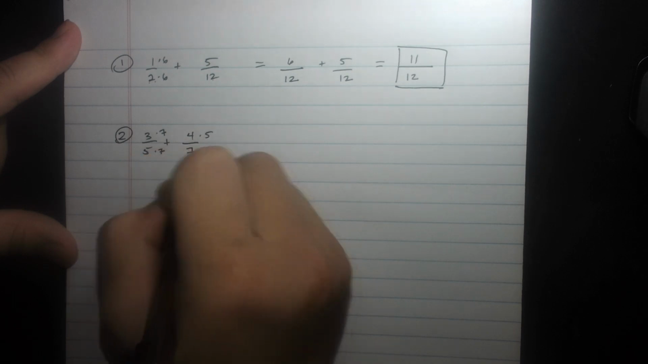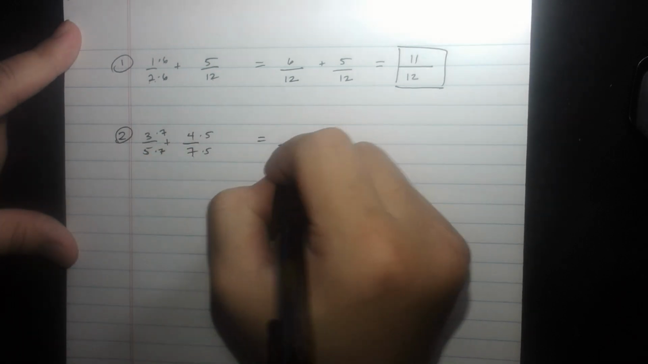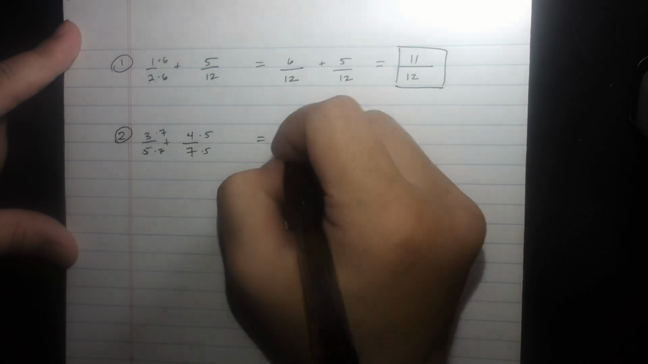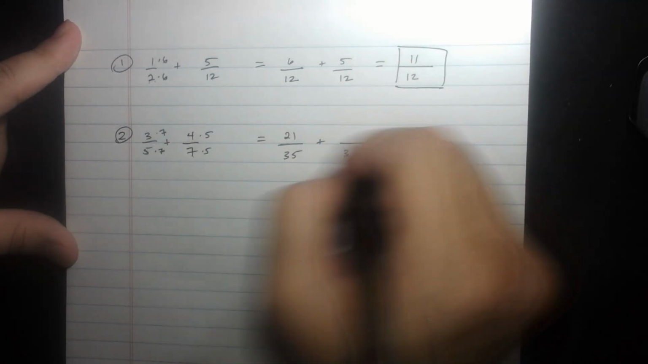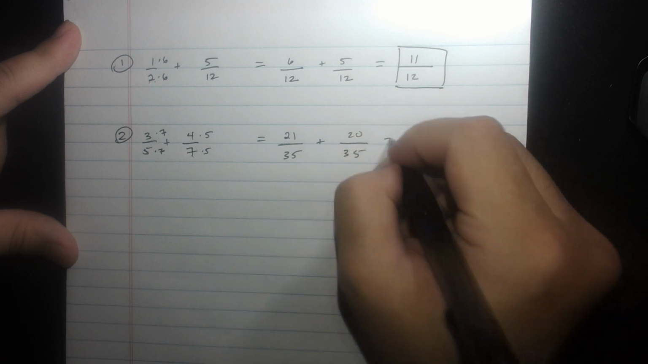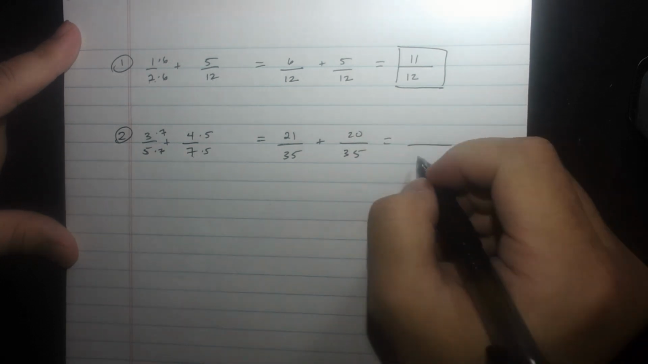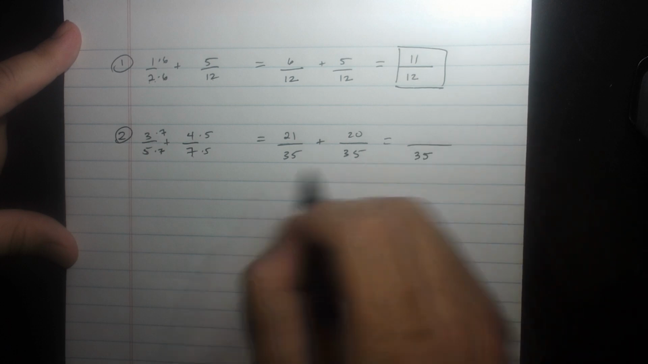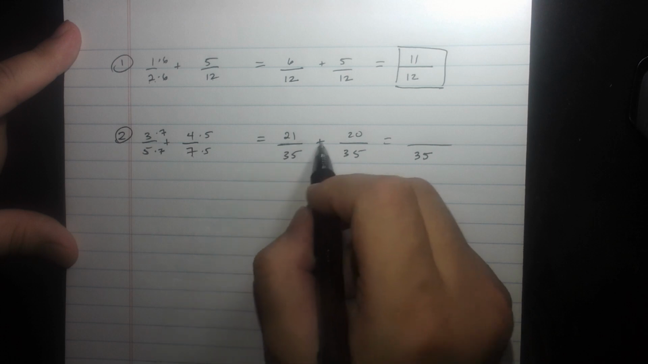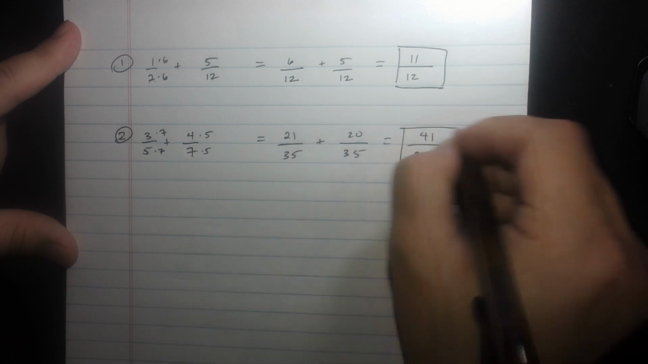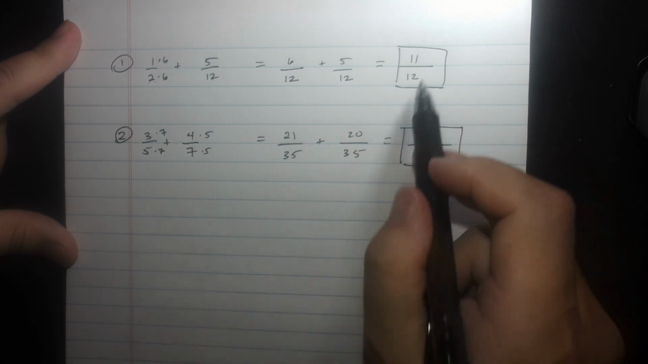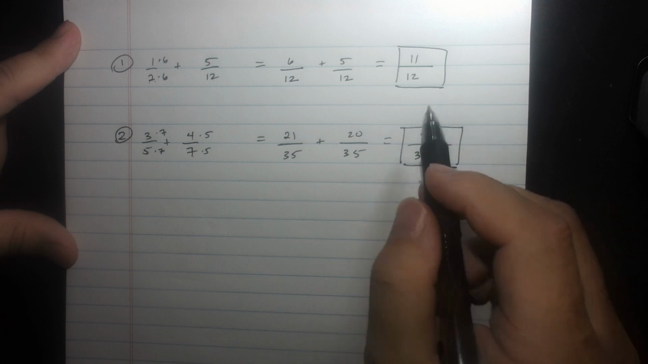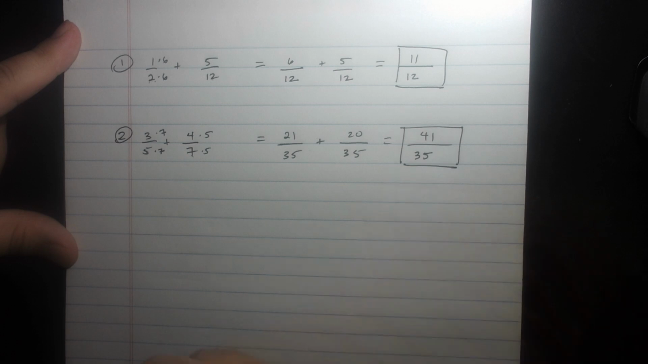5 times 7, or 7 times 5, is going to be 35. Okay? 3 times 7 is 21. And 4 times 5 is 20. And since the denominators are the same, I can go ahead and write 35 as a result of computing these two fractions. And then I'll do 21 plus 20, that's 41. And look at that, that's our answer. Now 11/12 and 41/35, I cannot reduce these two fractions, so they are already as simplified as they can get.